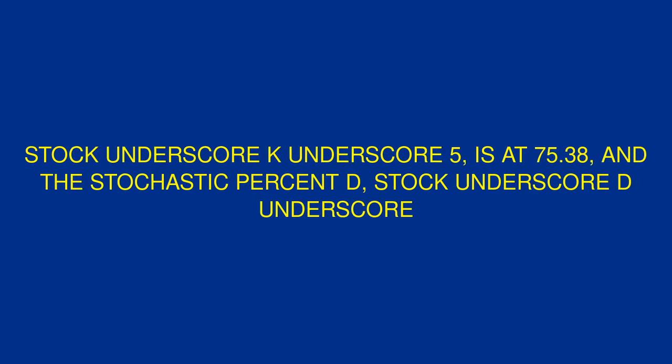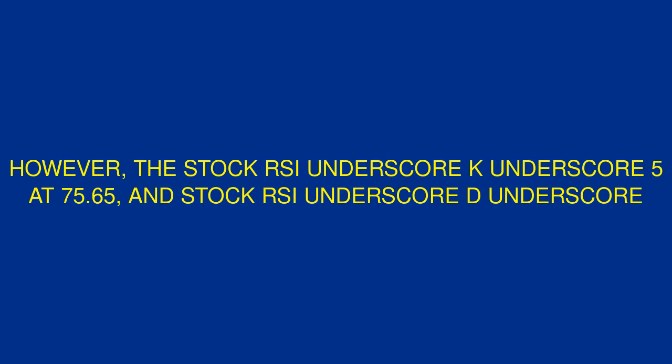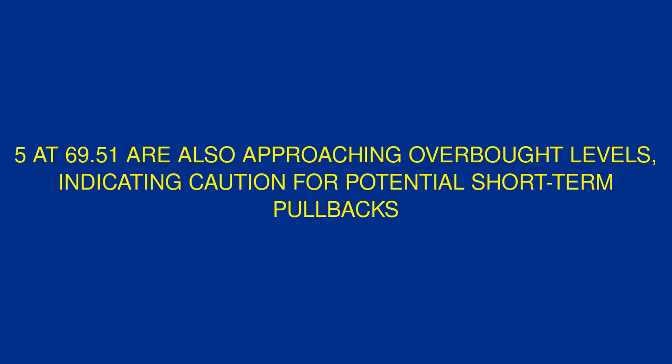Stochastic Oscillator. The stochastic percent K, stock_K_5, is at 75.38, and the stochastic percent D, stock_D_5, is at 73.77, both of which are in the upper range but not yet in the overbought territory, greater than 80. This suggests that the stock may have some upward momentum in the very short term. However, the stock RSI_K_5 at 75.65 and stock RSI_D_5 at 69.51 are also approaching overbought levels, indicating caution for potential short-term pullbacks.